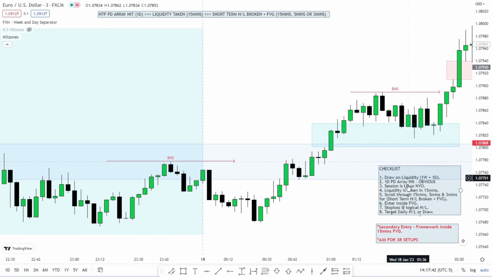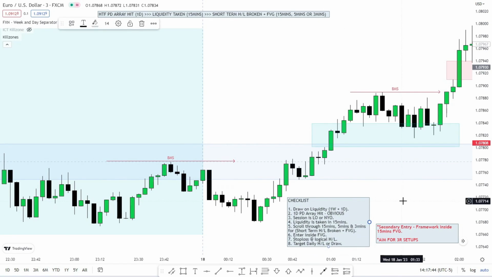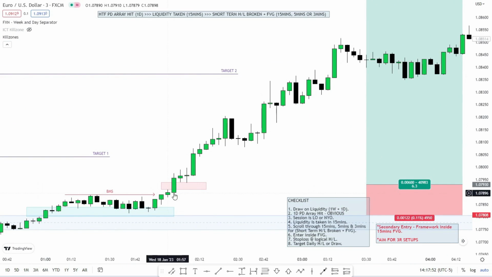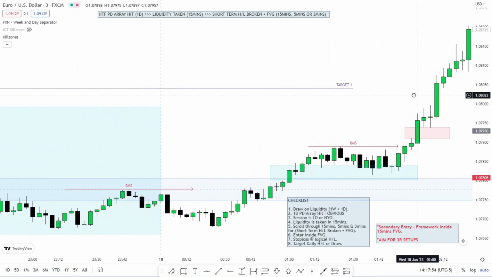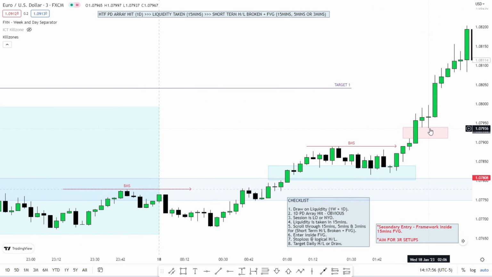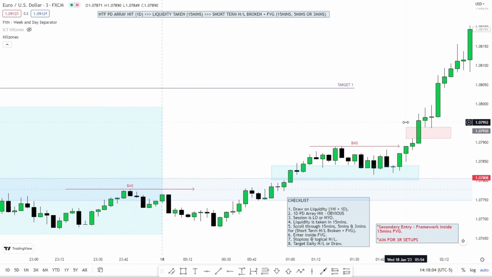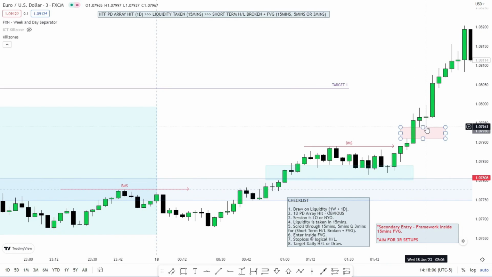So once it hit, so this is where I was saying this is a secondary entry, and make sure you're aiming for 3R setups minimum. So this was 6R once if you use the 15 minutes entry. Oh, is it the 15 or the 3? I think the 3. And replace your stop here. Get 6R. So here is the entry.